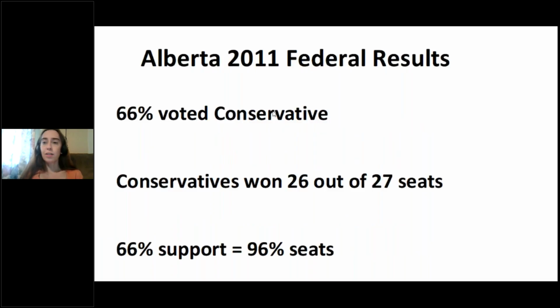Okay, and here you can see another example of how distorted the results can be. So this is the 2011 election in Alberta, and you can see that 66% of people in Alberta in 2011 voted for Stephen Harper's Conservatives, but that got them 26 out of 27 of the seats, leaving one MP to represent basically every other point of view in Alberta. And this is one of the problems, obviously, with first past the post, is it can lead to one party sweeping every single seat in a region.